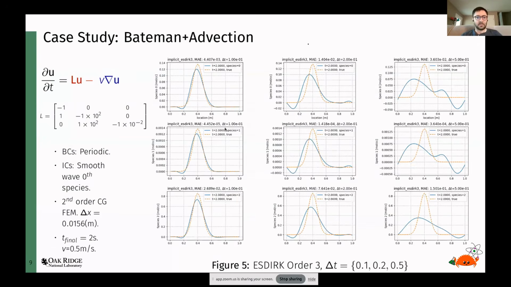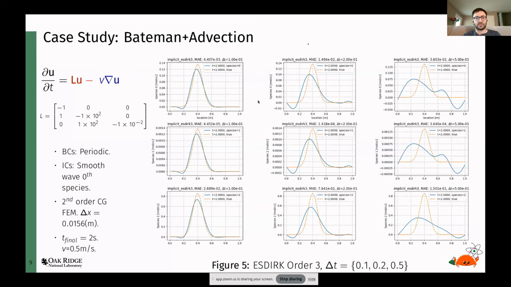Moving to a slightly more advanced example, we have not only this linear term now, but we also have an advection term that is advecting all of our species, in this case, across the screen from left to right. And this visualization is done after one single cycle of this bump being advected across the domain.